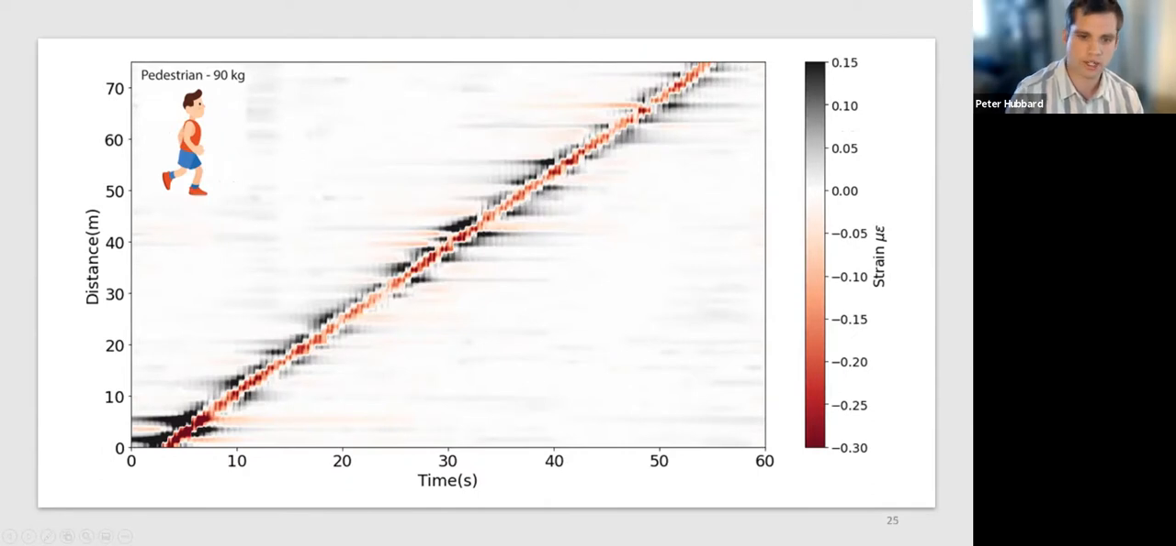Now we look at pedestrian. We always have foot contact with the road. So we always have a compression and a tension component at all times with a different geometry. Here we're at about 300 nanostrain of compression.